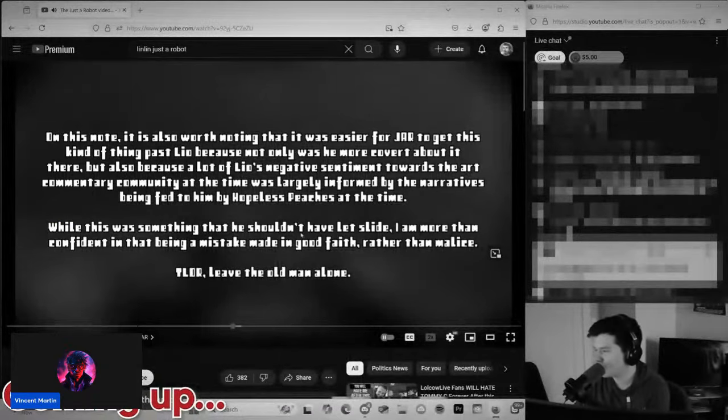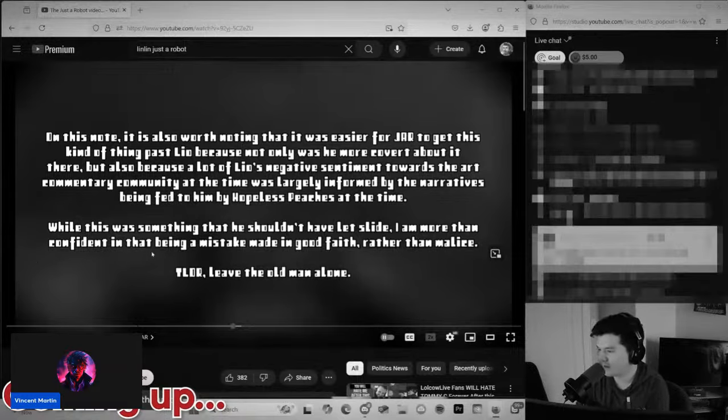While this was something that he should have let slide, they shouldn't have let slide, which is fair. I am more than confident that it being a mistake in good faith rather than malice, also fair.